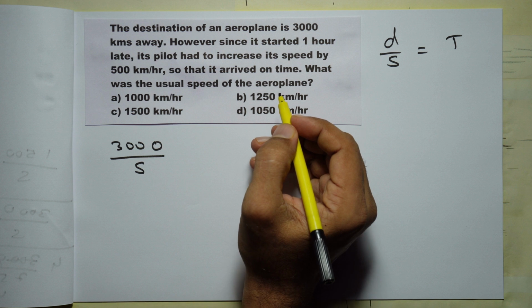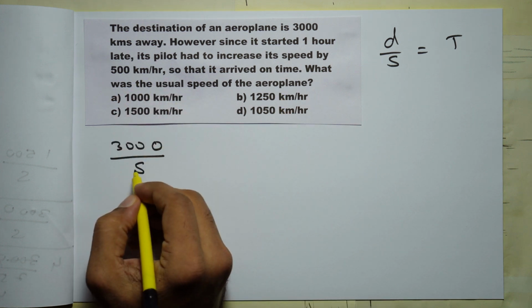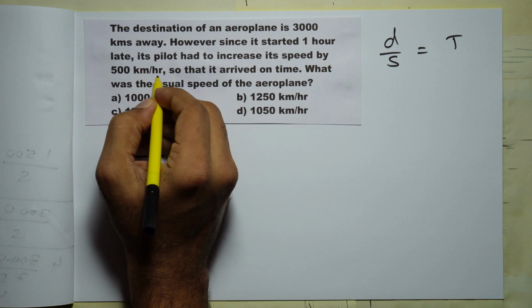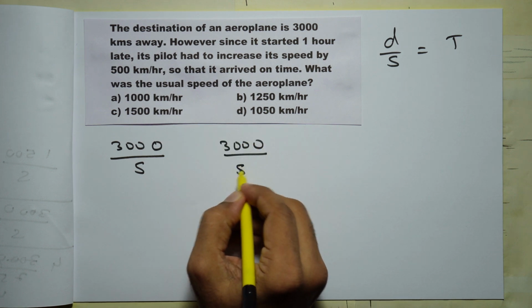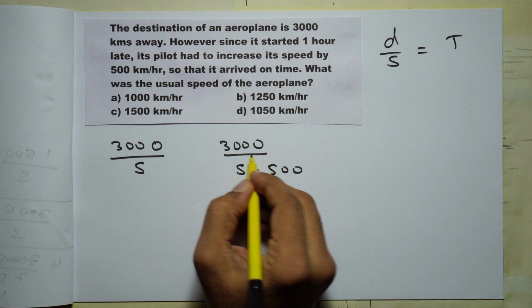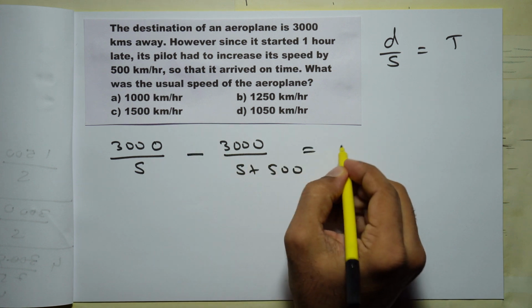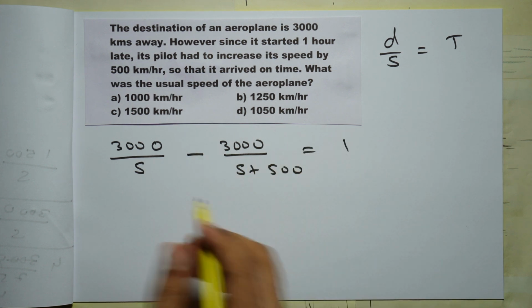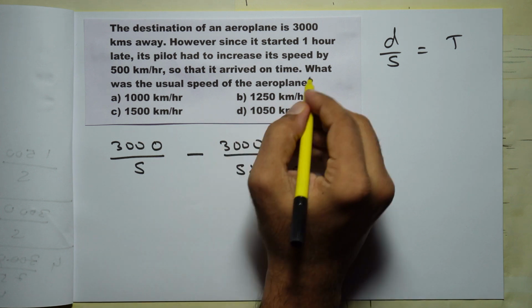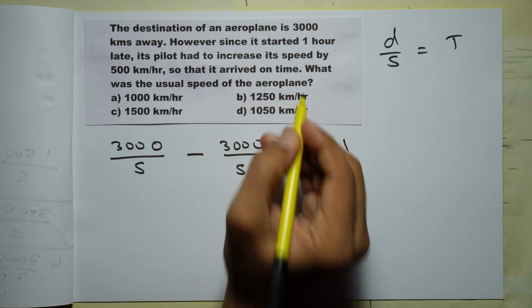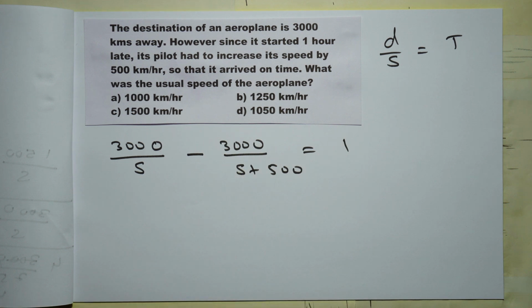Next we'll find out the time required when it has increased the speed by 500 kilometers per hour. Distance is same, 3000, by speed is now s plus 500, and this time is 1 hour less. So you just need to solve this equation and calculate the value of s. Question is, what is the usual speed of the aeroplane? So s is what we need to find out.